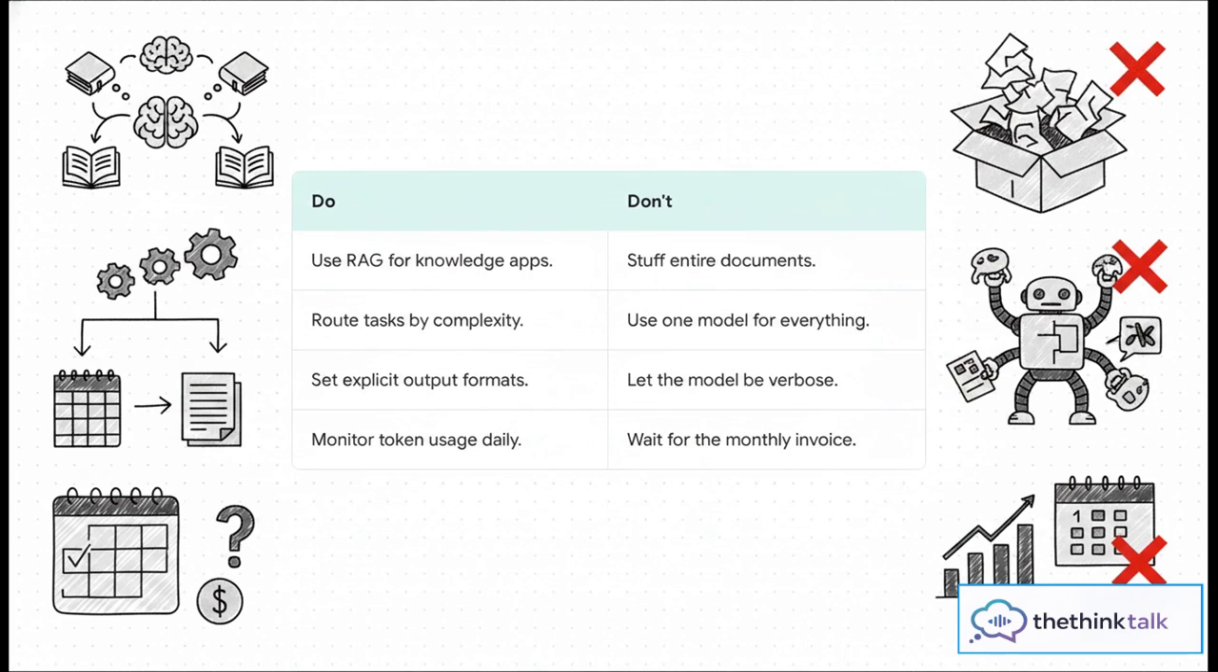So what does this actually look like in practice? Here are a few really simple do's and don'ts to keep in mind. Do use RAG for tasks that need a lot of information. Don't just stuff entire documents into the context window. Do route your tasks based on complexity. Don't just use your most expensive model for everything by default.